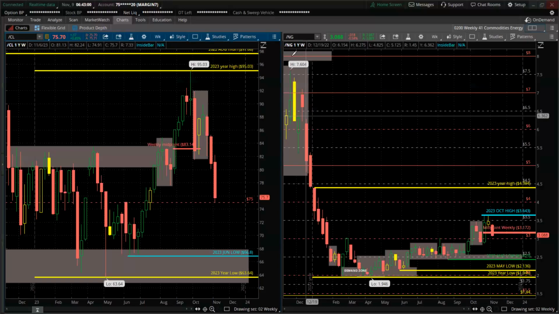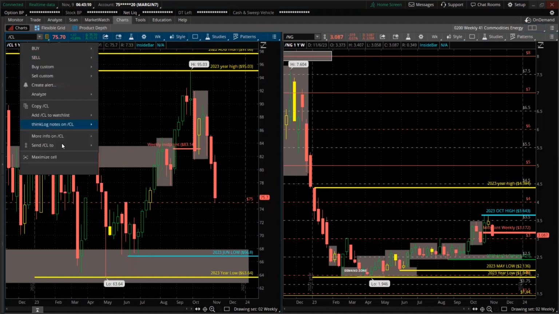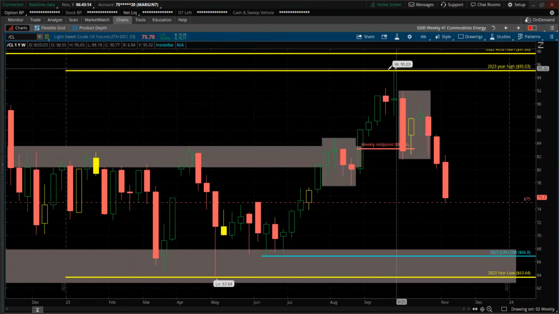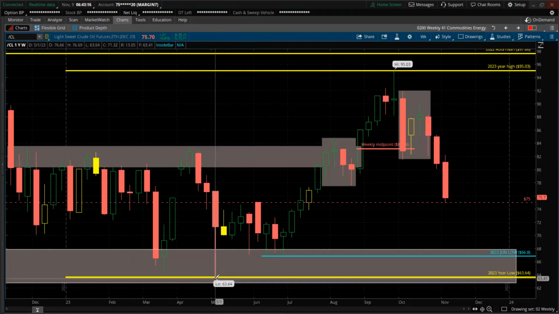So now we'll first look at the category, because commodities are several categories, one of them being energy. And we'll look at the two broadest financial instruments in the energy, one being crude oil. Here's the high for the year. Here's the low for the year.